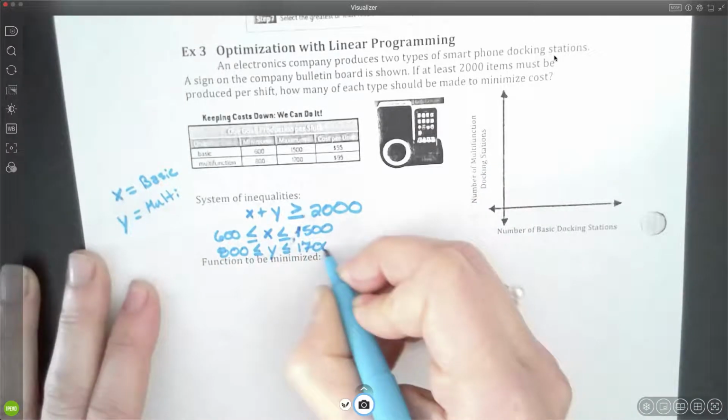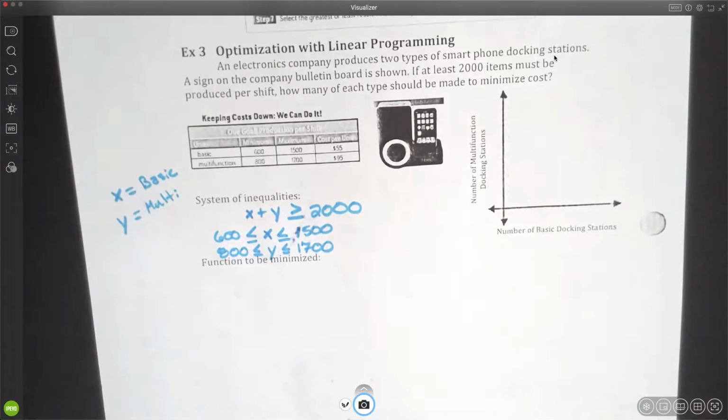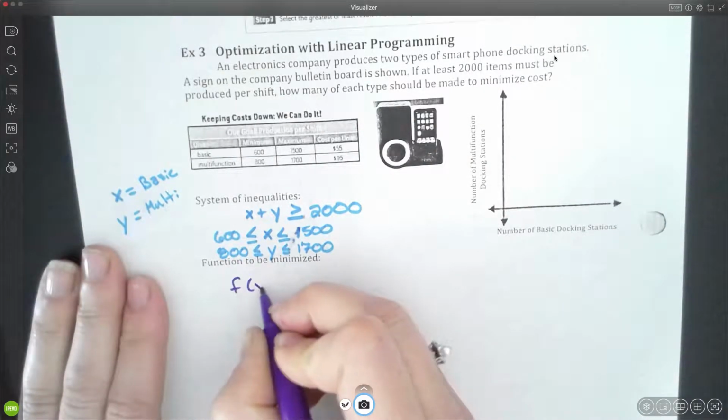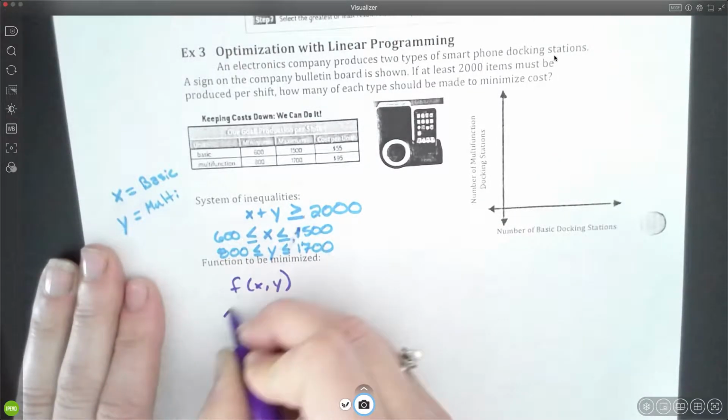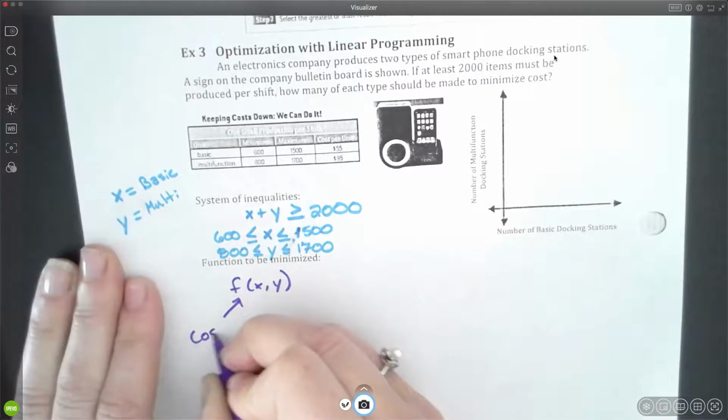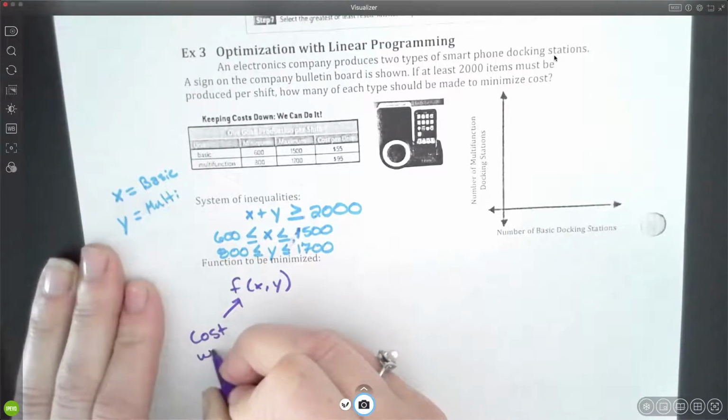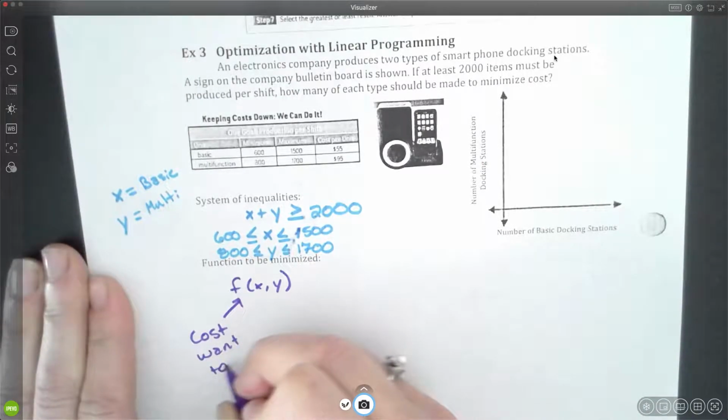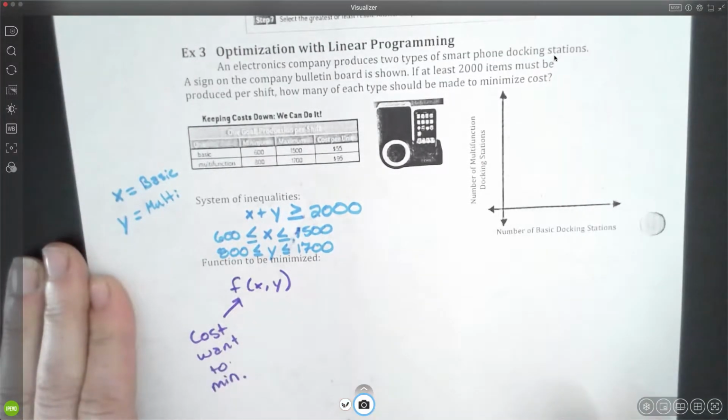Those are going to be my equations that we're going to use to graph this. Now, I want to minimize my cost. So this function to be minimized, that's like your f of x, y equation. And this for right now is not profit, it's actually cost that I want to minimize.